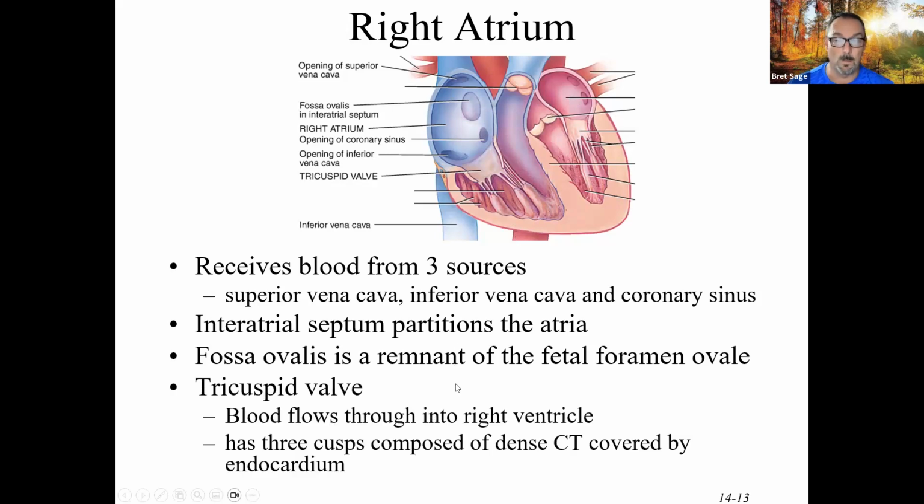Tricuspid valve. One of the ways to remember where that is: tricuspid has the letter R in it, and that's on the right side. So tricuspid R, right. Blood flows through into the right ventricle, so from this blue area into this red area. And please note, since this is kind of reddish, that does not mean it's oxygenated. It's just indicating slightly different color based on the fact that it's a ventricle. It has three cusps, hence the name tricuspid, composed of dense connective tissue covered by endocardial tissue.